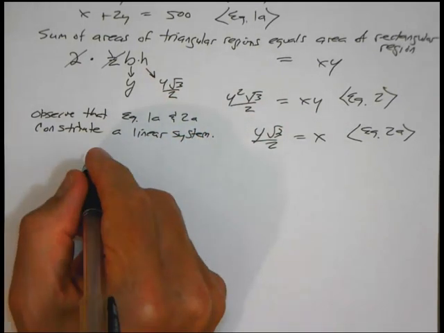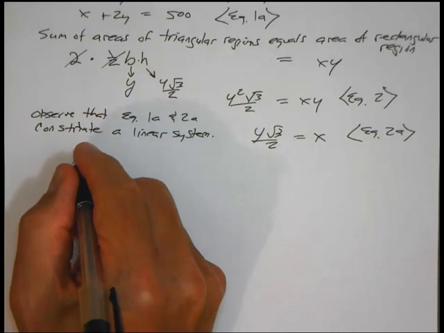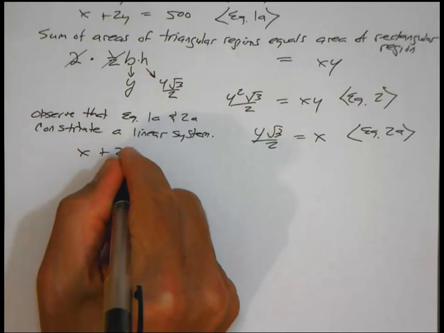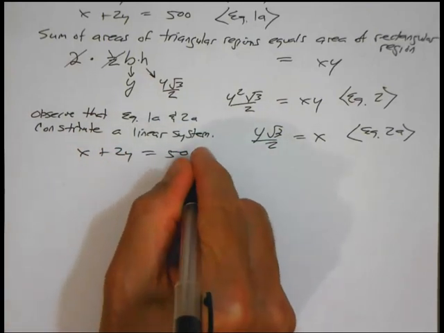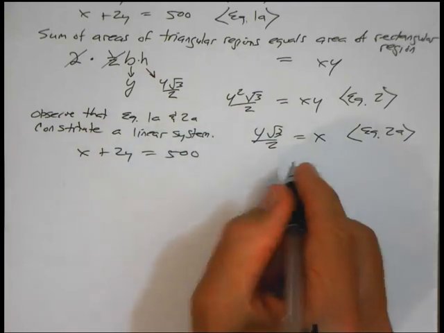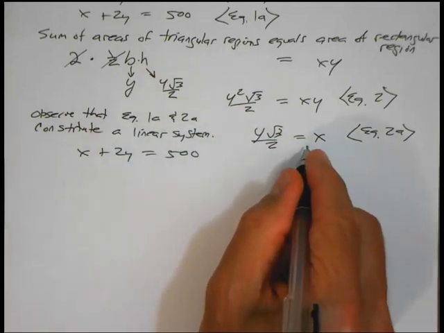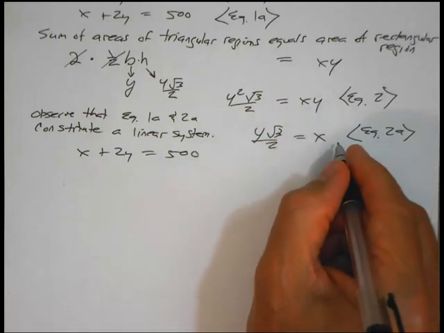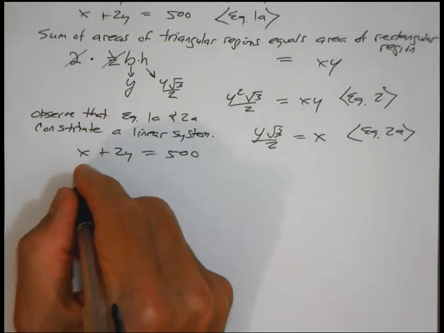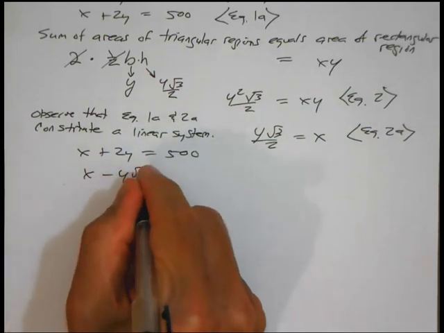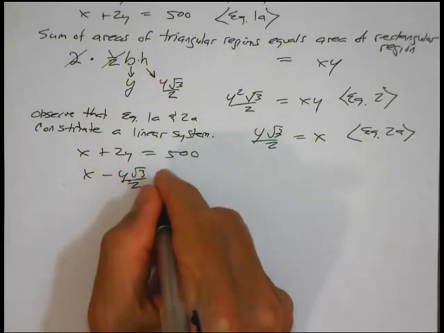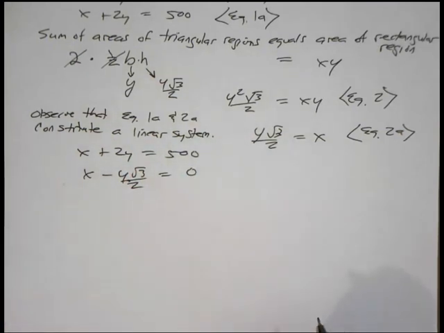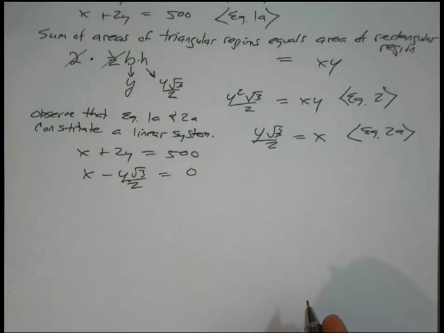Okay, let's put them together here and consider solving our system. x plus 2y equals 500, and let me take 2a and put it into standard form. So I'll subtract y square root of 3 over 2 from both sides and have this look like x minus y square root of 3 over 2 equaling 0. Well, this system is perhaps so simple that I might as well solve it manually, at least for this point.